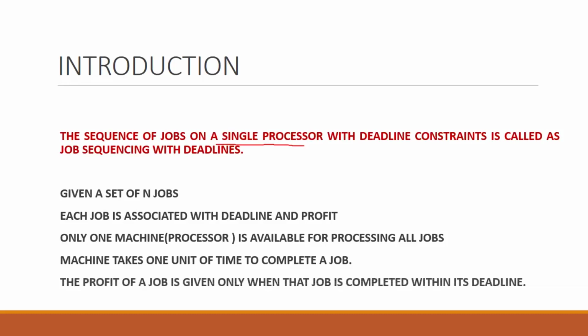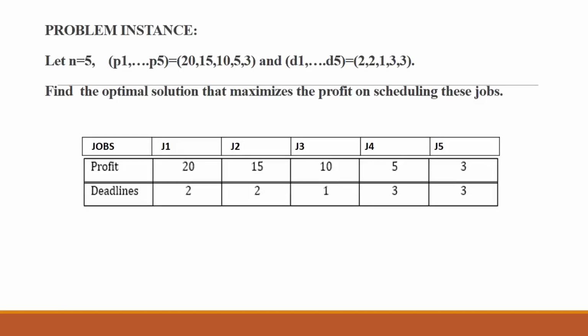The profit of a job is given only when that particular job is completed within its deadline. So this is a brief overview of job sequencing with deadline. Let's consider a problem instance of job sequencing with deadline. So let n equal 5.